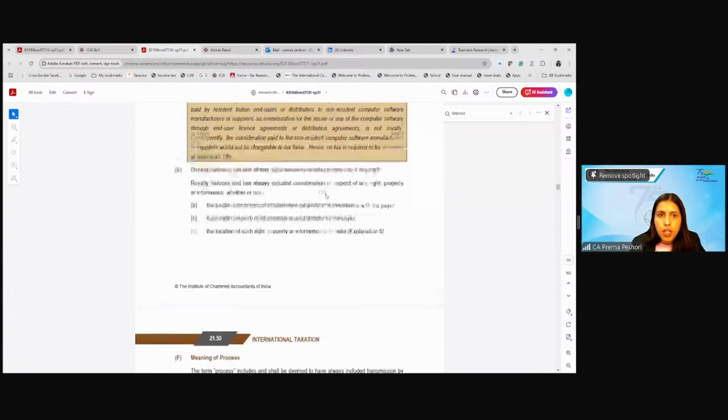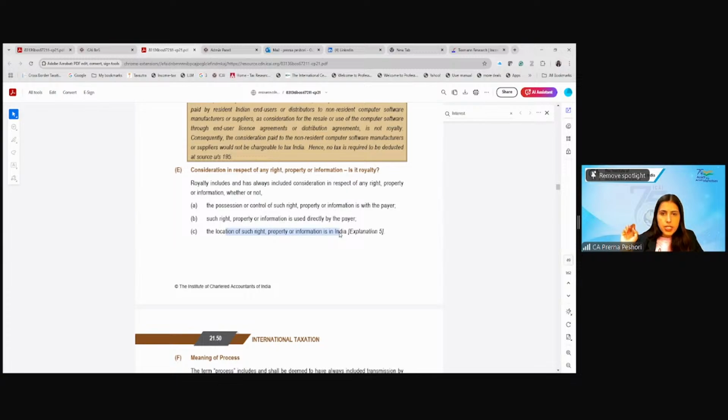Okay. Now, it says consideration in respect of right, property or information. So it says royalty includes and has always included consideration in respect of any right, property or information, whether or not the possession of such right, property or information is with the payer, such right, property or information is used directly by the payer, and the location is in India of that right, property or information. Now, what does this mean?